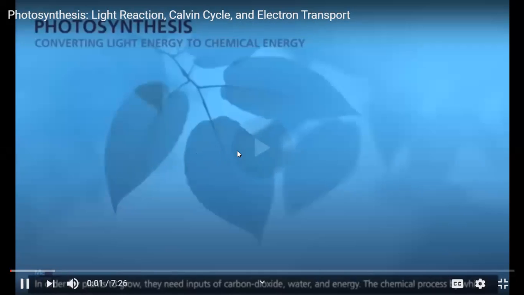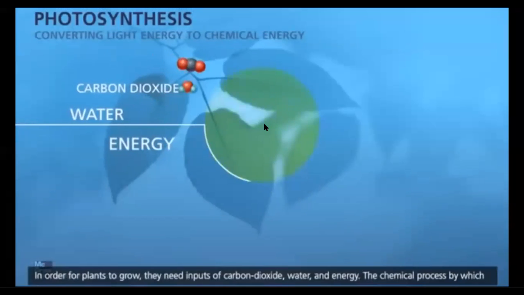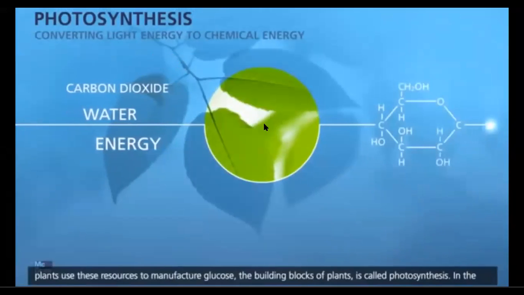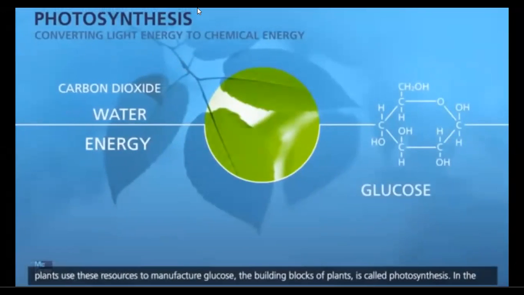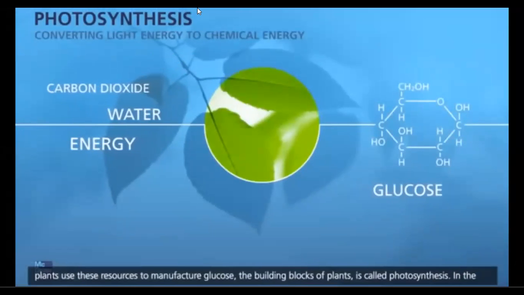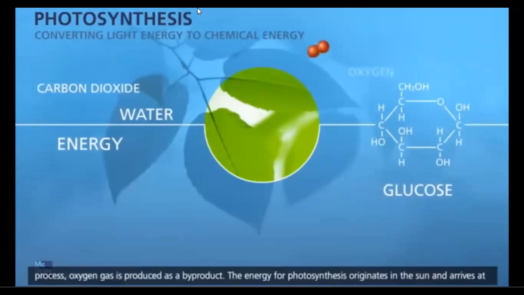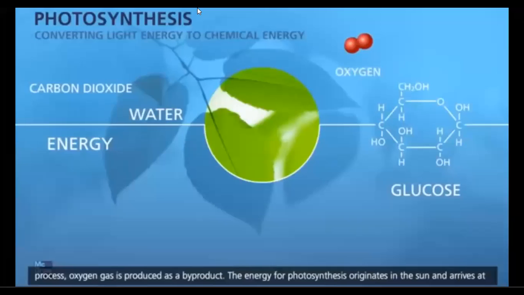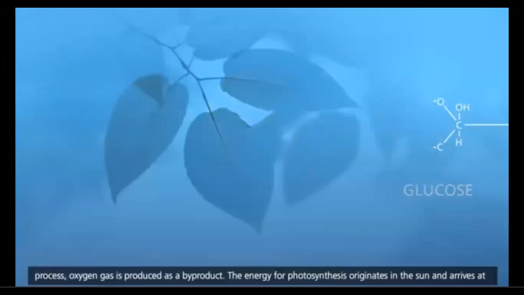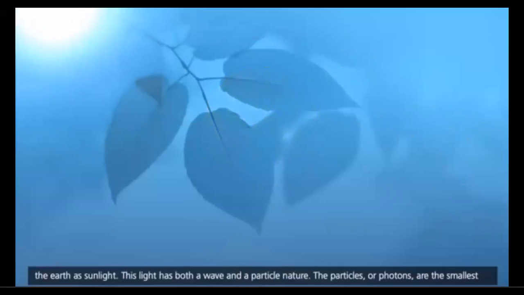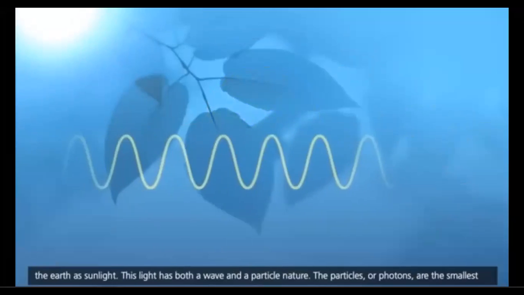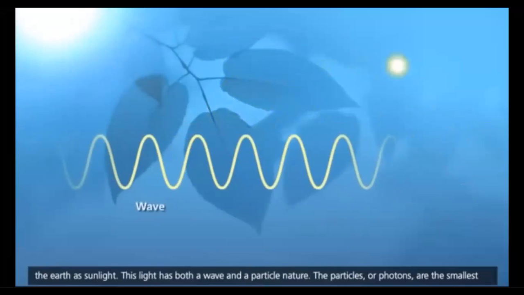In order for plants to grow, they need inputs of carbon dioxide, water, and energy. The chemical process by which plants use these resources to manufacture glucose, the building blocks of plants, is called photosynthesis. In the process, oxygen gas is produced as a byproduct. The energy for photosynthesis originates in the sun and arrives at the Earth as sunlight. This light has both a wave and a particle nature. The particles, or photons, are the smallest units of light. Photons oscillate along a path, which is measured as wavelengths.